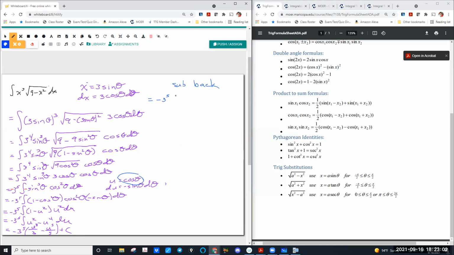We got cosine of theta. For right now, I'm just going to write it this way. You'll see why here in a second. You don't have to. You can put the 3 there. It won't change what we got. Over 3 minus cosine of theta to the 5th over 5 plus c.